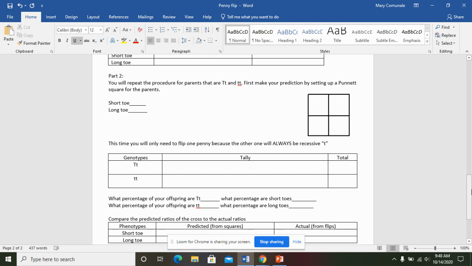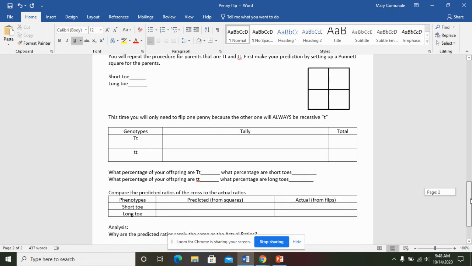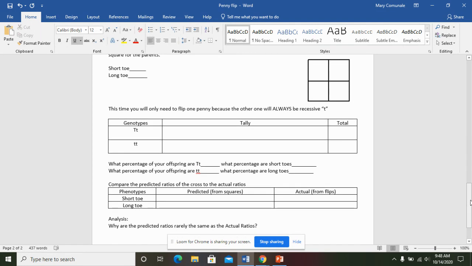You only need to flip one coin. The other one is always going to be recessive, so you only have two options here. You could either get heterozygous or homozygous recessive. That's why you're only using one coin, because that other one is always going to be the recessive form of the tails. So you'll do that one again 100 times, get your totals. You will never be able to get homozygous dominant because that wasn't one of our options.